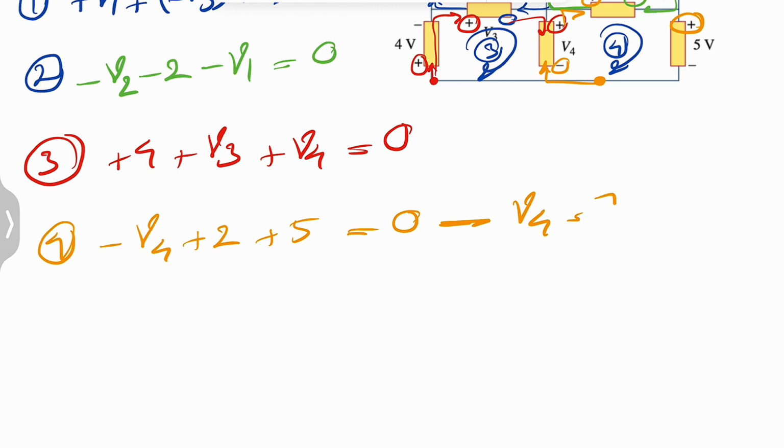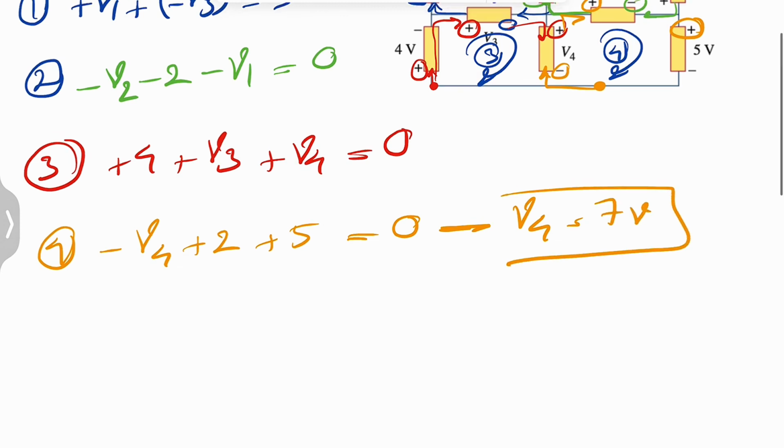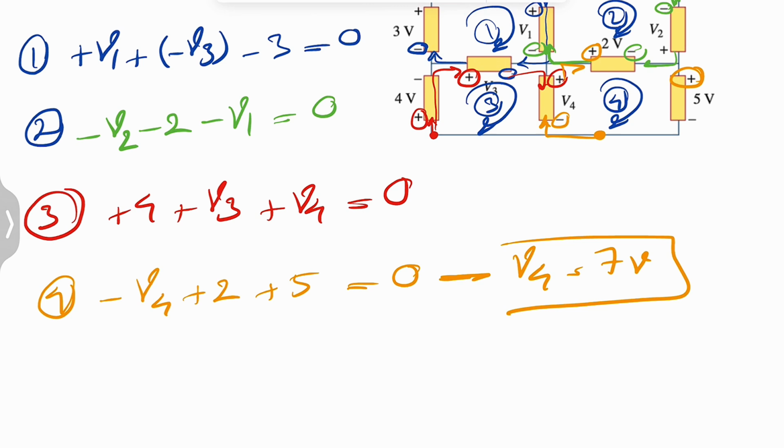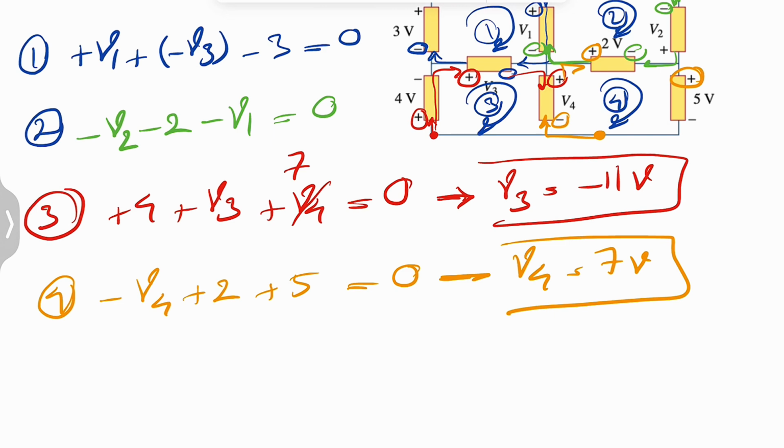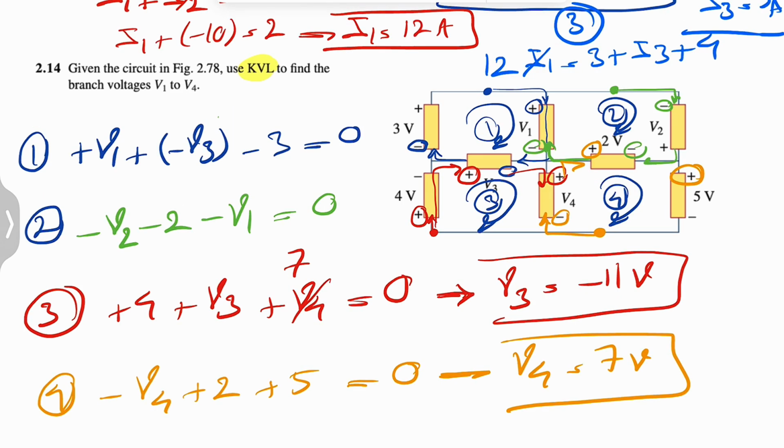7 volts. Now that we have V4, we're going to put it in the previous equation, 7 here. That's going to give us V3, which is 7 plus 4, 11, so negative 11 volts for V3. Now that we have V3, we can put it in the first equation, negative 11 is going to be positive 11. So 11 minus 3 is going to be 8, so our V1 would be negative 8 volts.